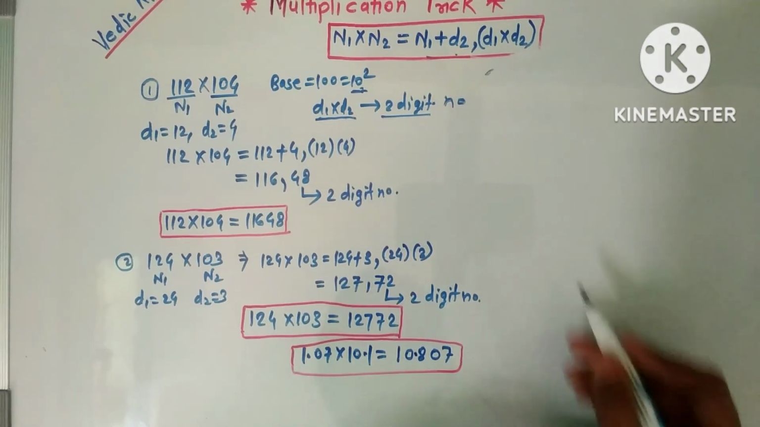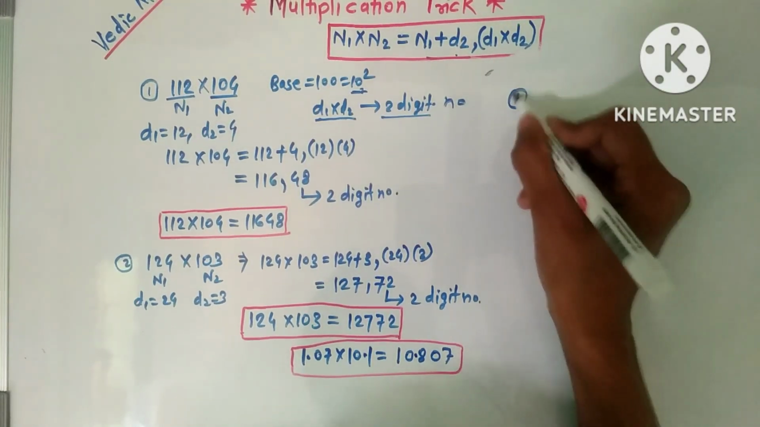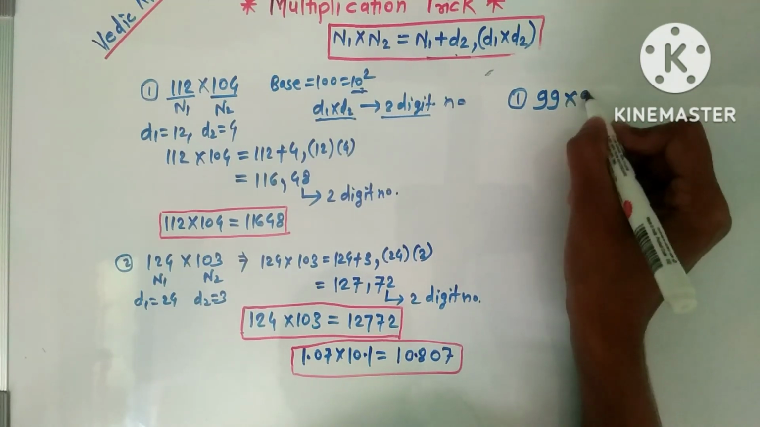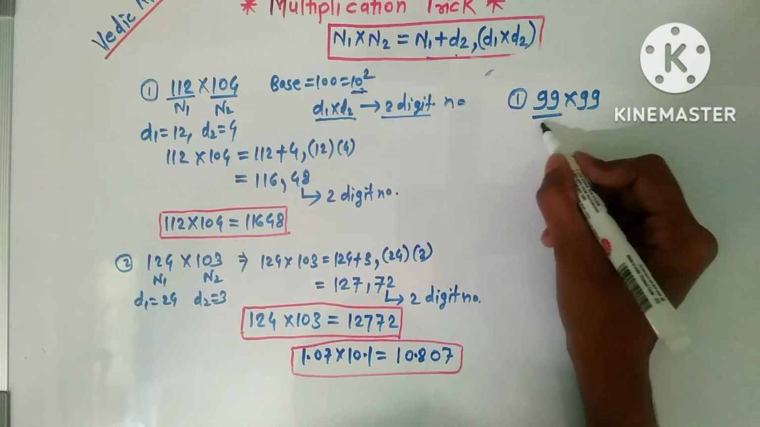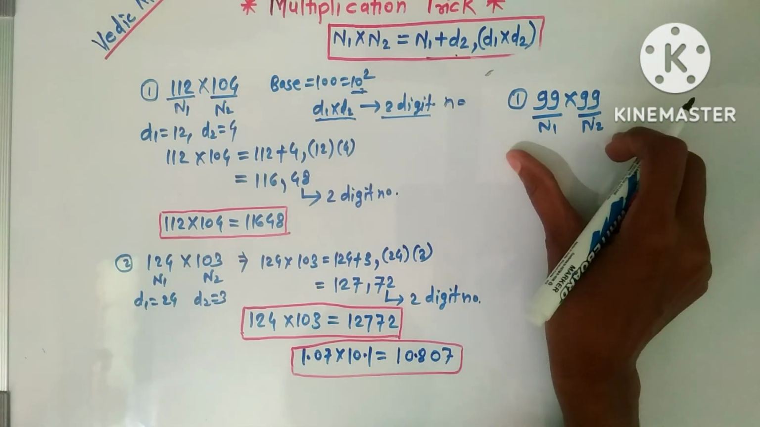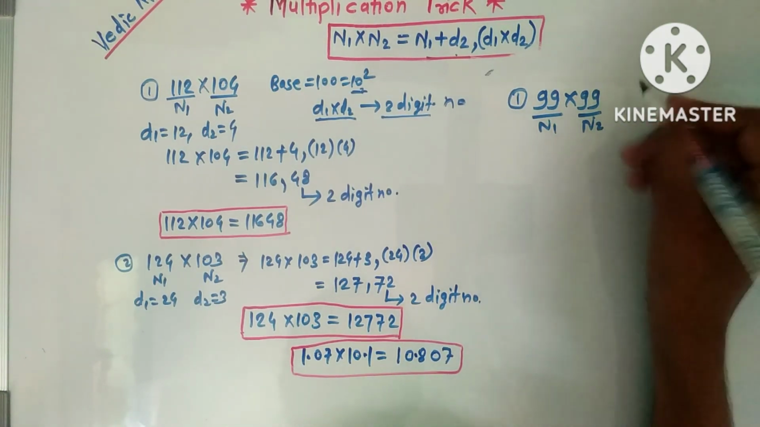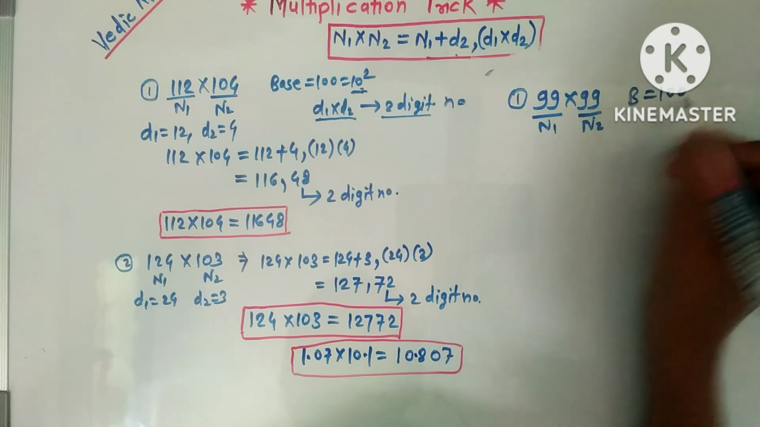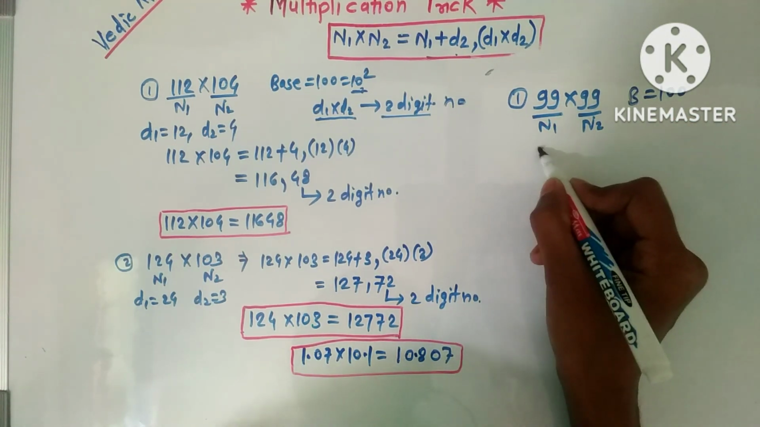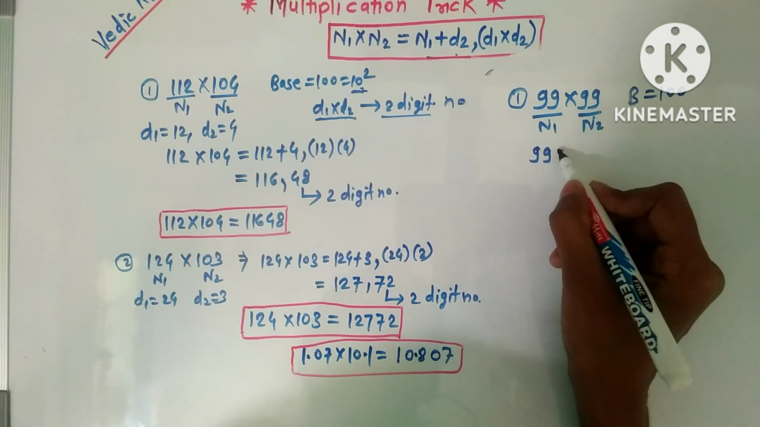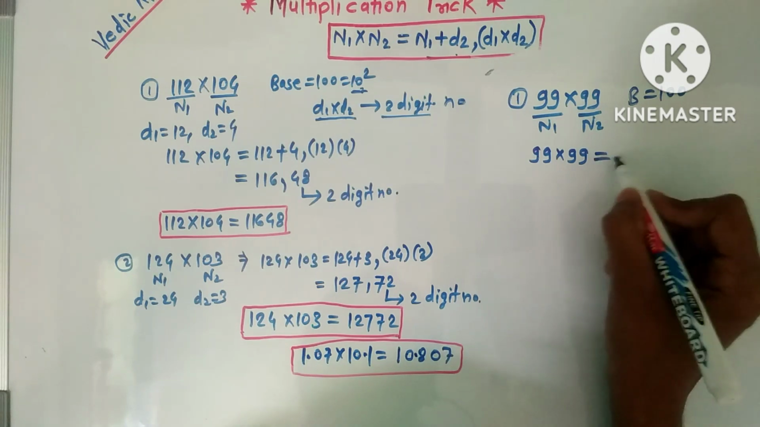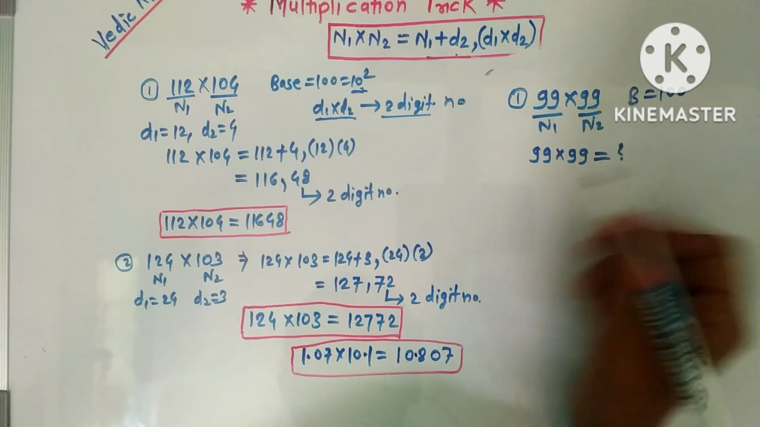If you understood this trick, you can find the product 99 into 99. See, here this number is N1, this is N2. Both are numbers which are near to 100 and both are below 100. So our base is also 100. So you can say the answer of this question, 99 into 99, in the comment section. What is the answer of this product?